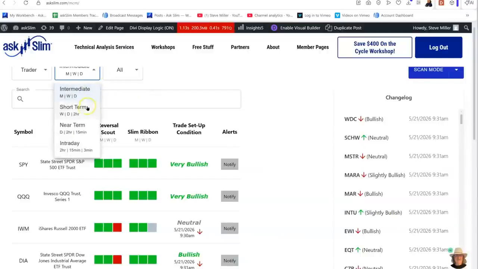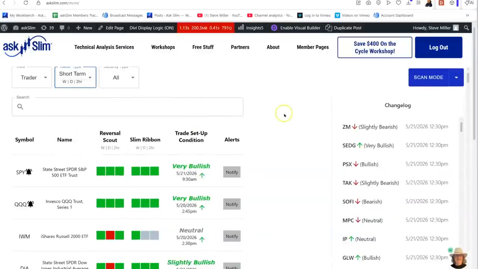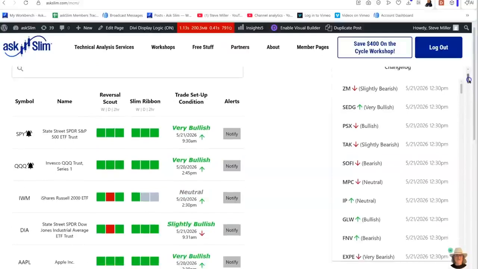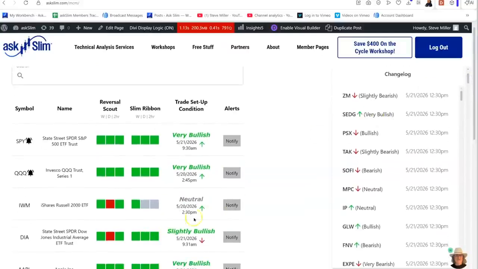Let's look now at the short term. And we'll see that the short term, well, we have similar reads right there as we see the Dow on the bottom is just slightly bullish. And we have neutral in the Russell. And of course, the SPY and the QQQ are very bullish. So that's for the short term.